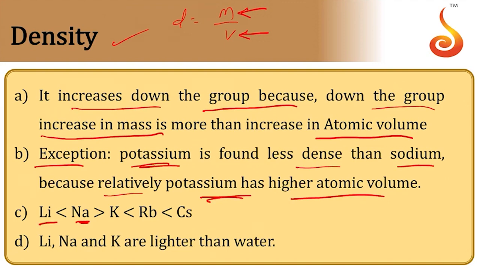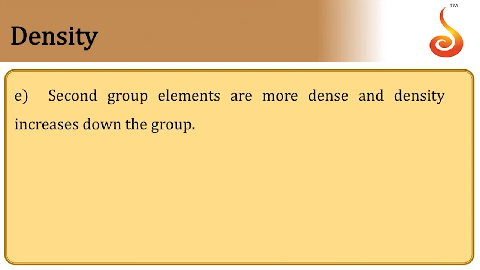So the order of densities will be lithium less than sodium, and sodium more than potassium. Then potassium less than rubidium, and then cesium. Lithium, sodium, and potassium are lighter elements. They are lighter than water, implying the density is less than that of water. This is regarding density. Then second group elements.